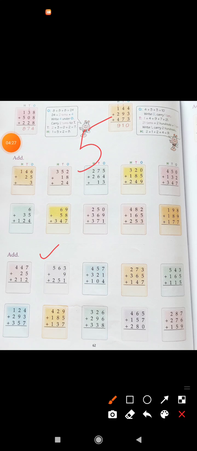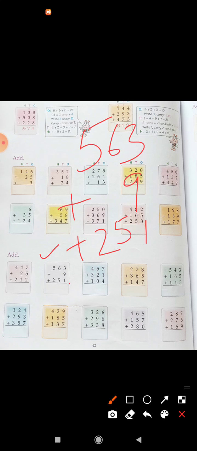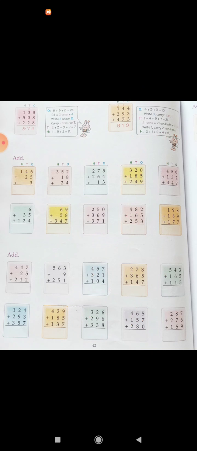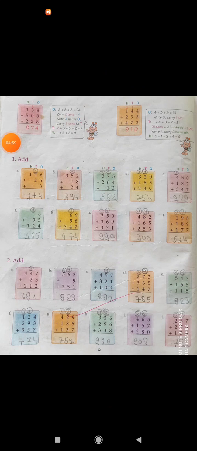Next is 563 plus 9 plus 251. Hundreds, tens, ones. Now add the ones. 12. 12 plus 1, 13. Write 3 here. 1 carry. Now add the hundreds. This is 8. The answer is 823. Like this you do other parts also yourself in homework. Match the answers from here students and do in books only.